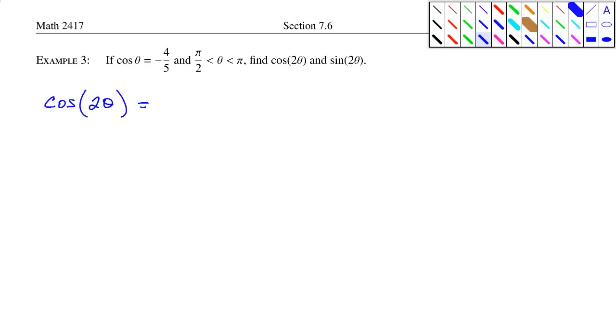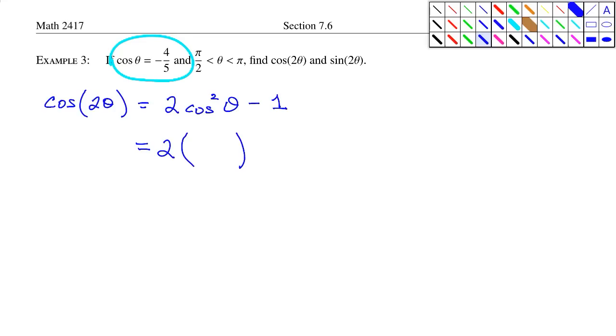To find the cosine of 2 theta, I have 3 different formulas I can use. The formula to choose in this case is based on the pieces of information that I already have. Since I already have this cosine information here, I might as well just go ahead and use the formula that involves only the cosine of theta. So I'm going to use the formula that is 2 cosine squared theta minus 1.